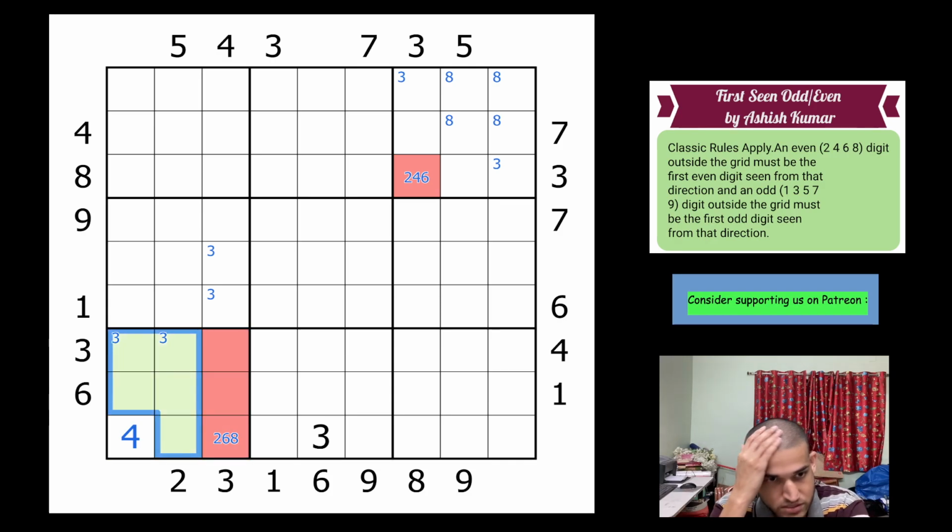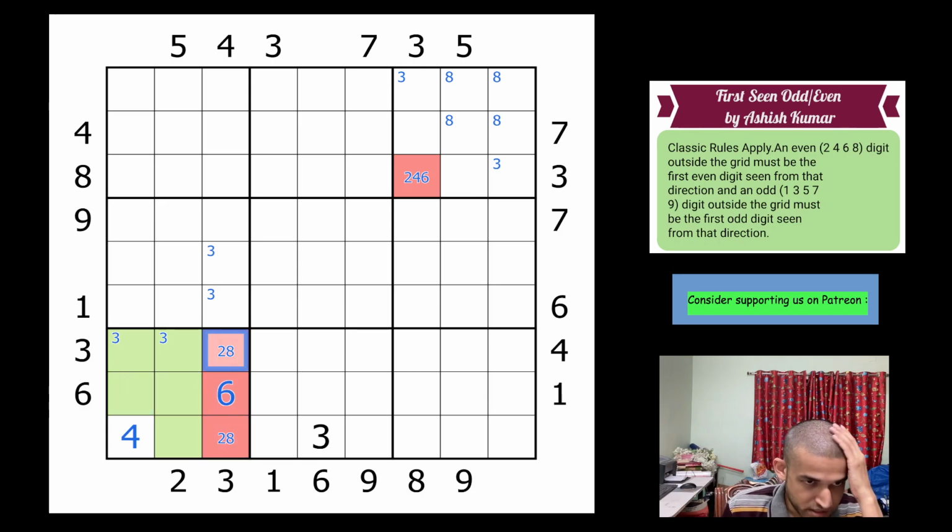Let's use green for odds. So these must be 2, 6, 8, and you have a 6 clue outside that row. So this is 6. Excellent. So we got some digits here, and we have a 3 clue outside this row. So this is 3. That's nice.